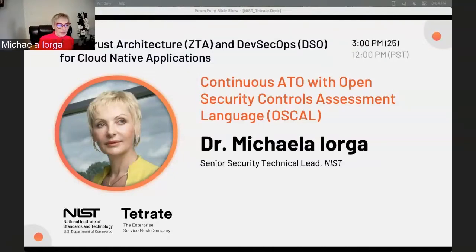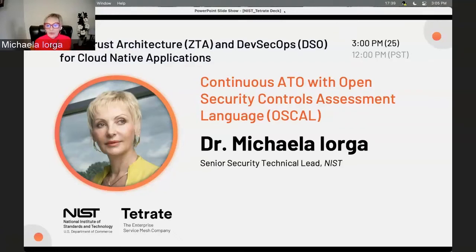Yeah, that's me. So one of the hardest things for me is to introduce myself. So the only thing I will say is that for the next 25 minutes, I will use my hat of the OSCAL Strategic Outreach Director, and I will do my best to introduce you to Open Security Controls Assessment Language, or OSCAL, to convince you of its power when it comes to security automation, continuous authorization to operate, compliance as code, and of course, ZTA.